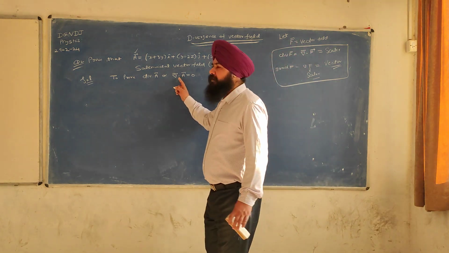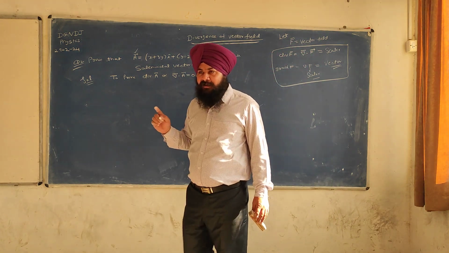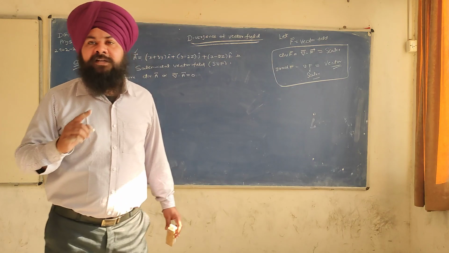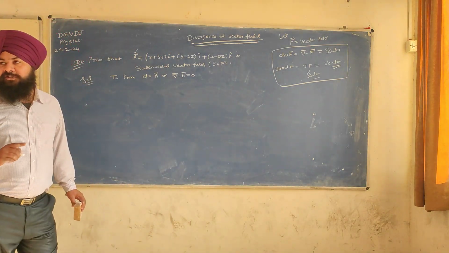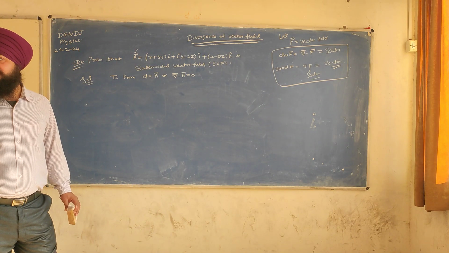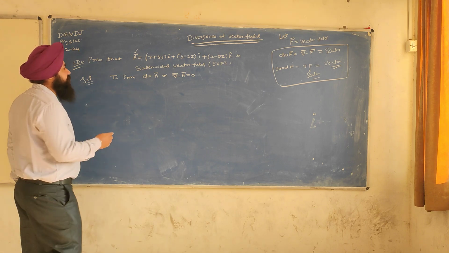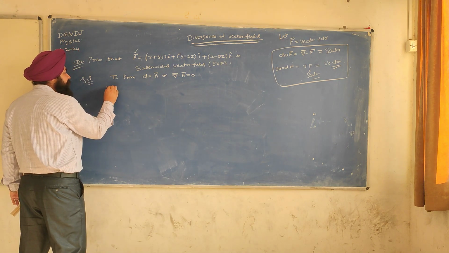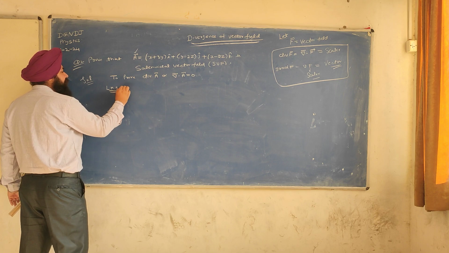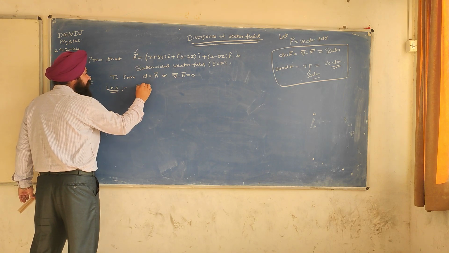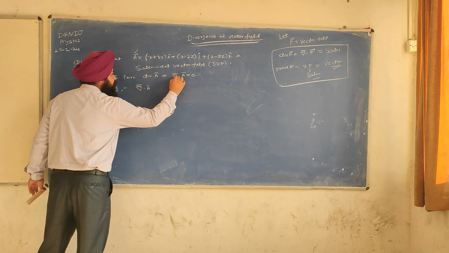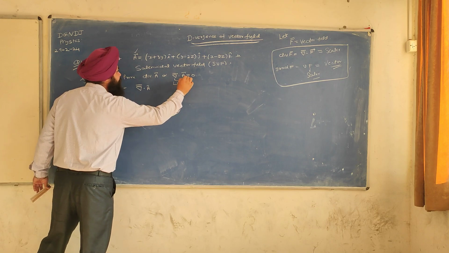So let us solve the left hand side part. The answer should come out to be 0. So we solve the left hand side part. What is my left hand side? Del dot A. This is called my LHS.